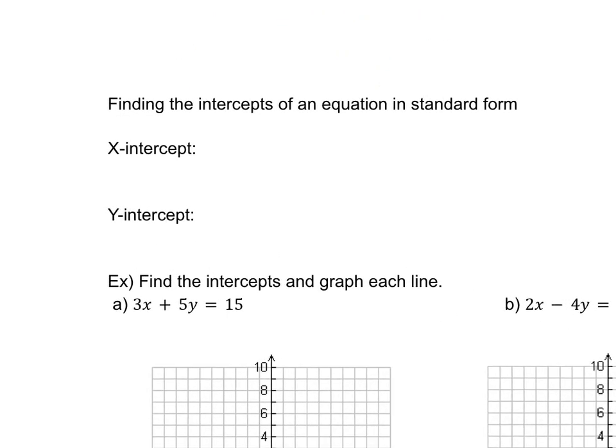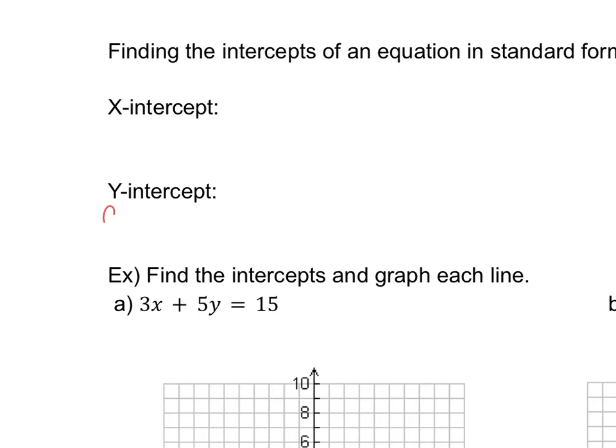All right, so now let's talk about how to graph an equation in standard form. When you do this, you find the intercepts. So we've already talked about the y-intercept in the last lessons. The y-intercept is where it crosses the y-axis. So therefore, the x-intercept must be where it crosses the x-axis.